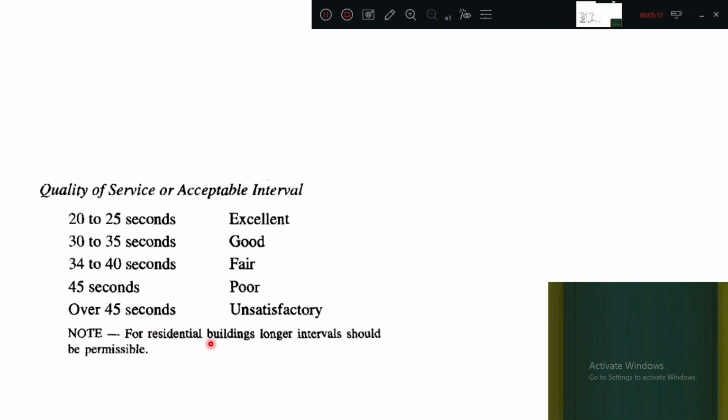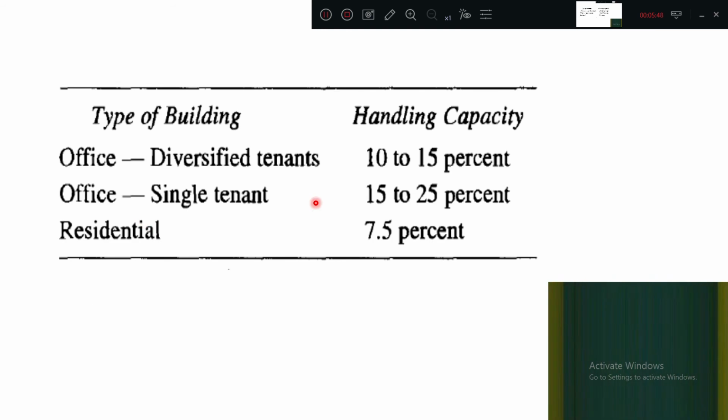Okay, so for residential buildings longer intervals should be permissible. That is understandable, no? These are for industrial commercial purposes. So this is the quality aspect data. H will come in the quantity parameter.